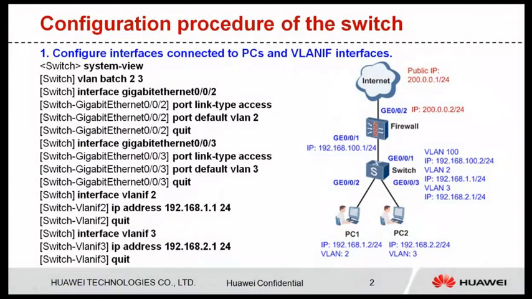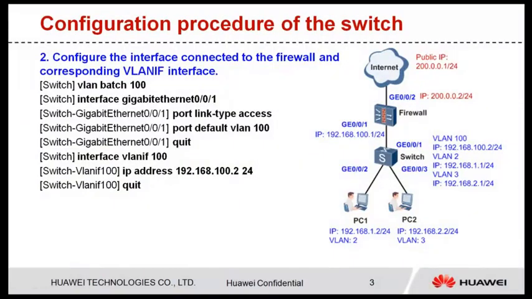Let's move to the configuration procedure. First, let's see the configuration procedure of the switch. 4 steps are needed. Step 1. Configure interfaces connected to PCs as access interfaces and add them to VLAN 2 and VLAN 3 respectively. Configure corresponding VLANIF interfaces. The IP addresses of the VLANIF interfaces are the PCs' gateway addresses, and in the same network segment as the IP addresses of the PCs.